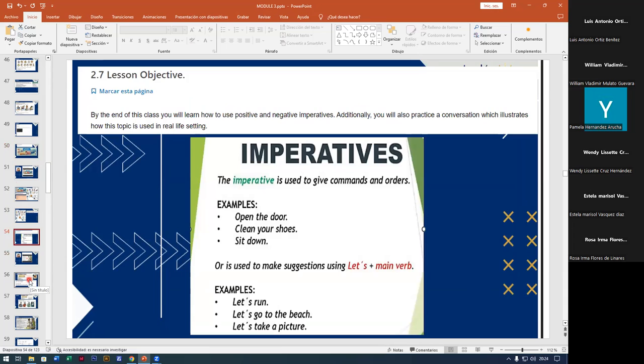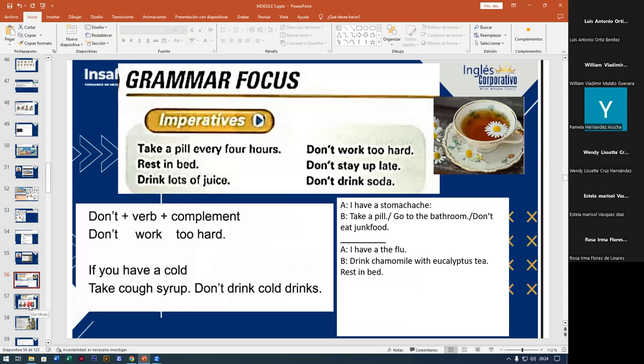So we have that case there. Now, we are going to have other situations. Let's include these ones, like here. It says, I have a stomachache. And now there's another person that gives the instruction, take a pill, or it can be other options.